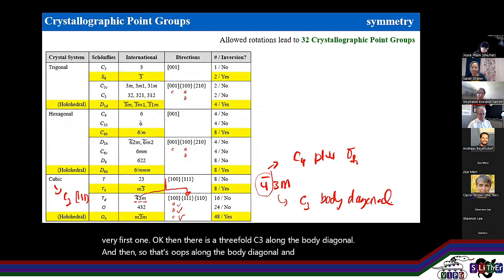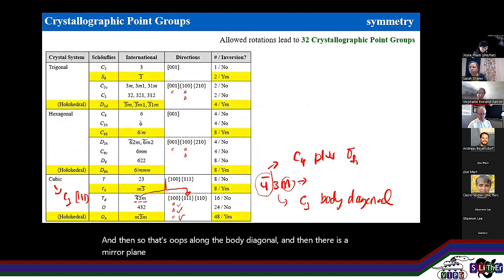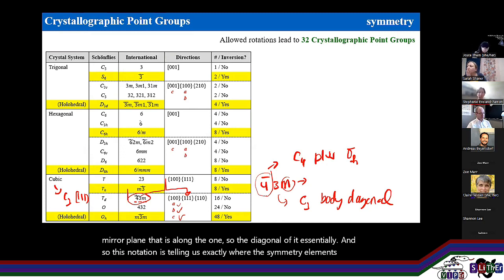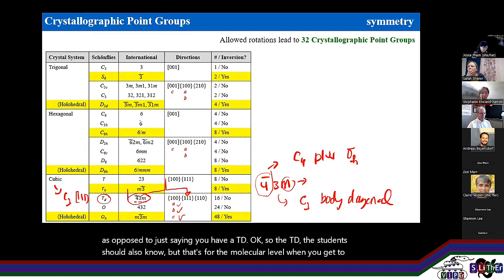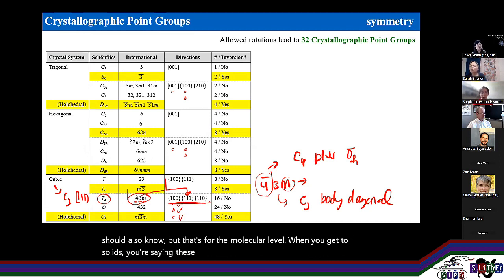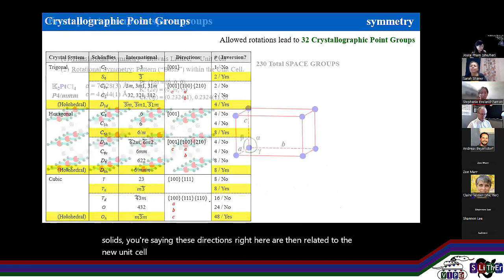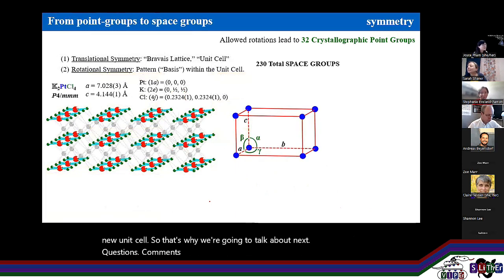And then there's a mirror plane along the 1, 1, so the diagonal of it, essentially. And so this notation is telling us exactly where the symmetry elements are, as opposed to just saying, oh, you have a Td. The students should also know the Td, but that's for the molecular level. When you get to solids, these directions are related to the unit cell. So that's what we're going to talk about next. Questions, comments? Still here? Okay.